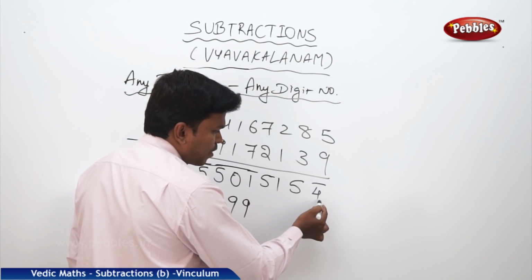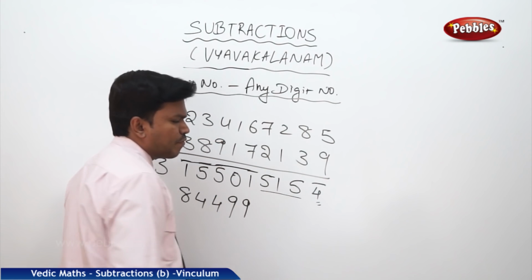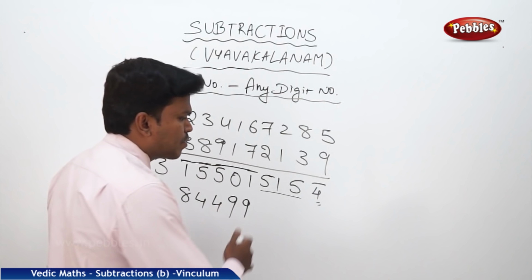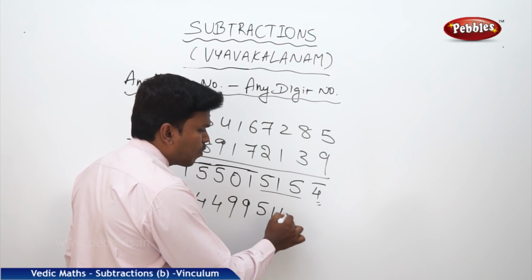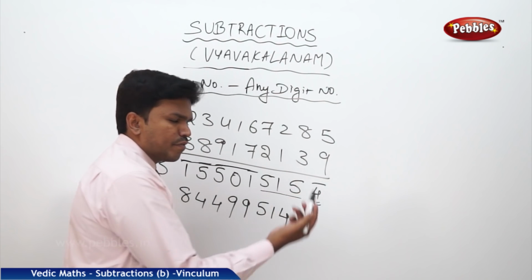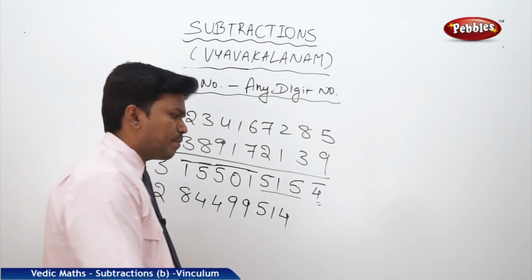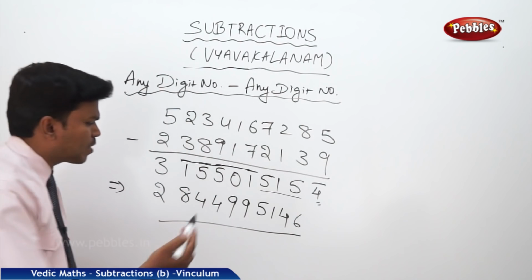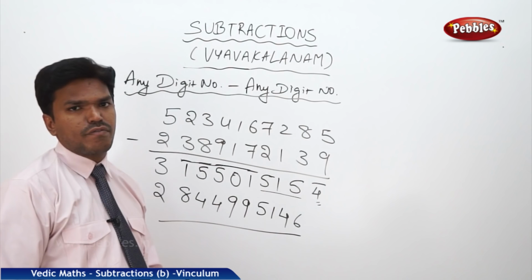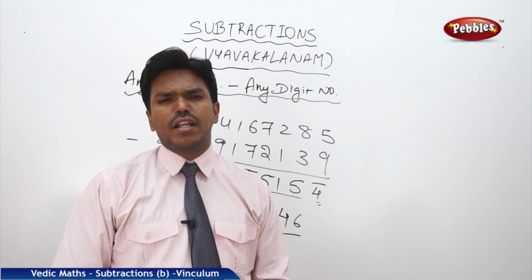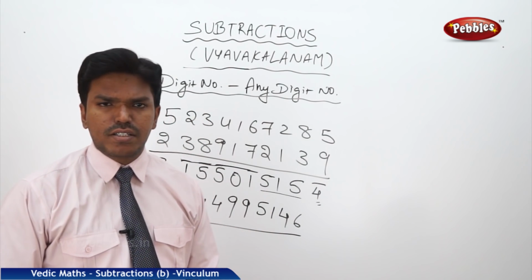The number before the bar is how much? 5, 1, 5. This should be reduced by 1, so 5, 1, 5 becomes 5, 1, 4. And 4 bar, its complement is 6. So your answer is 2, 8, 4, 4, 9, 9, 5, 1, 4, 6. So like this, in an easy way we can do the subtractions.